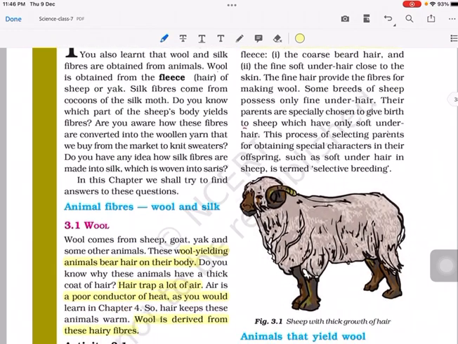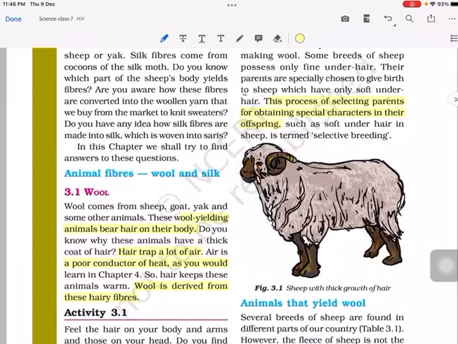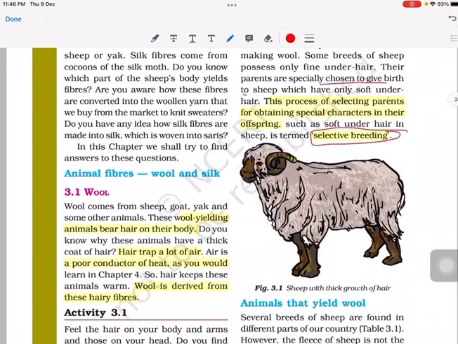This process of selecting parents for obtaining special characters in their offspring: their parents have already selected that their child, the one they give birth to, will have soft hairs. Such soft under hair in the sheep is termed selective breeding. When they are selected to give birth only to sheep that have soft under hair, it is called selective breeding.